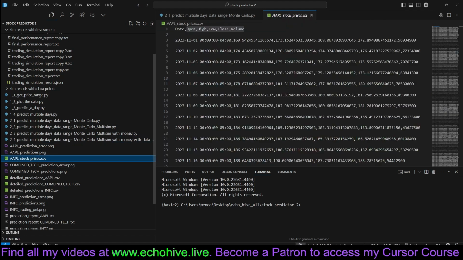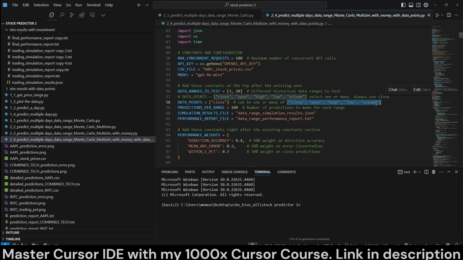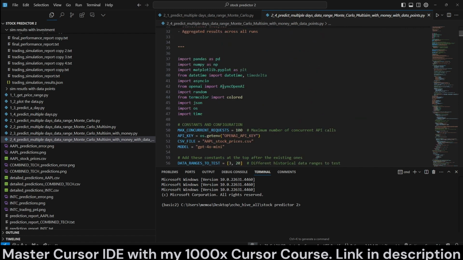If you look at our database, it has opening price, high price, low, close, and the volume values. But most of our simulations only take a look at the closing price. But in this final file, you can actually specify any number of combinations of close, open, high, low, or volume. So it will also test that. This is also a Monte Carlo simulation, which you can run as many times as you like.